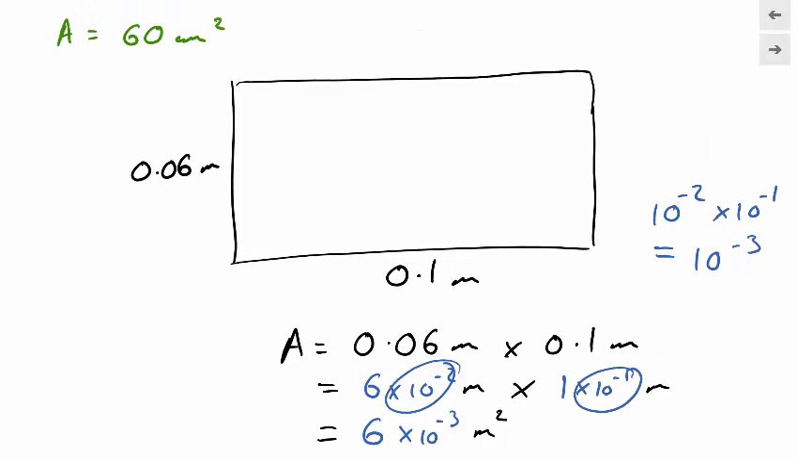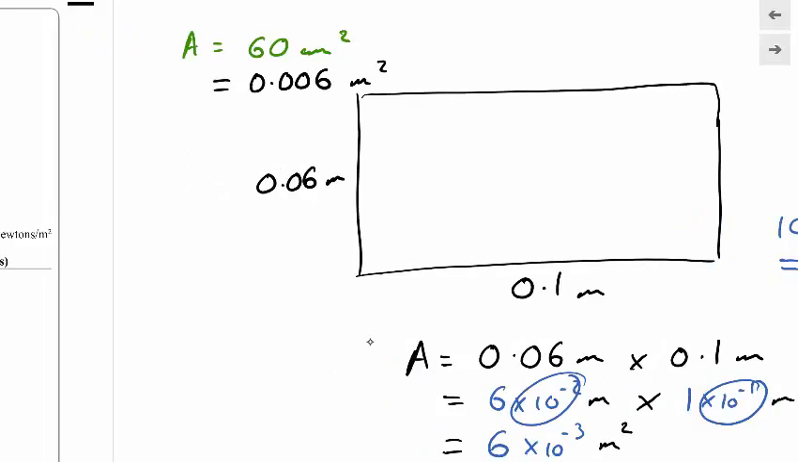So in other words, area, 60 centimetres squared is equal to 6 times 10 to the minus 3 metres squared. Or in other words, it is 0.006 metres squared. That doesn't follow logic, does it? But never mind, we've worked it out. And this is how you could work it out in an exam.